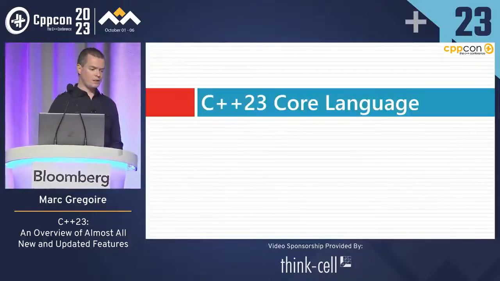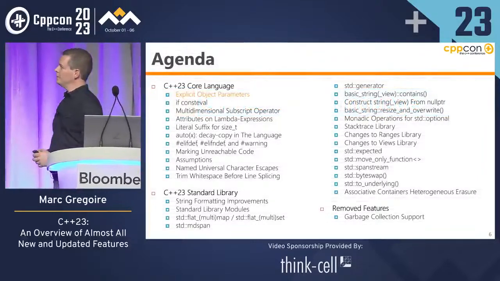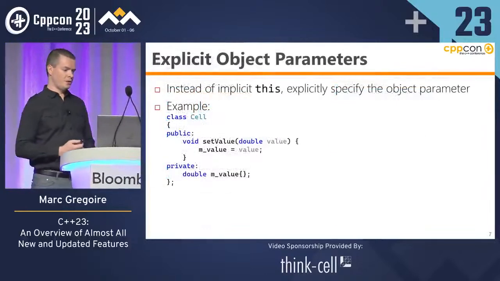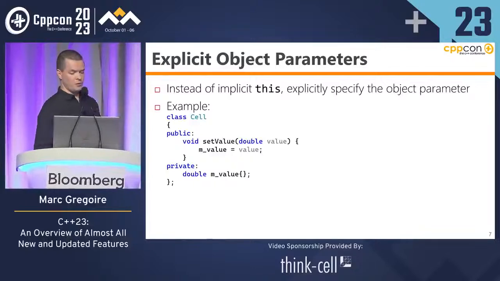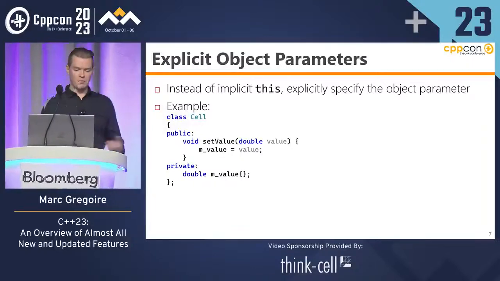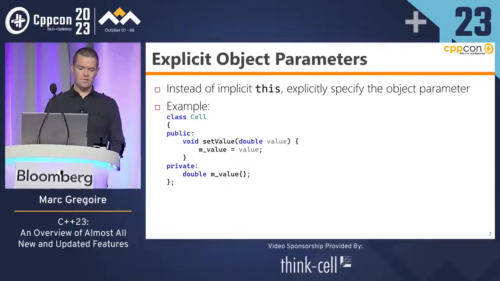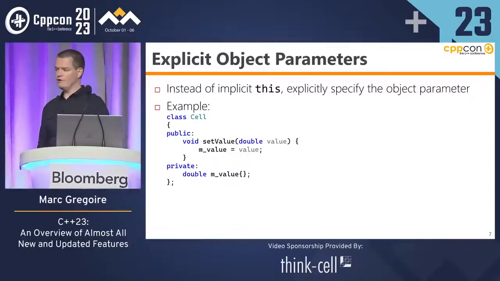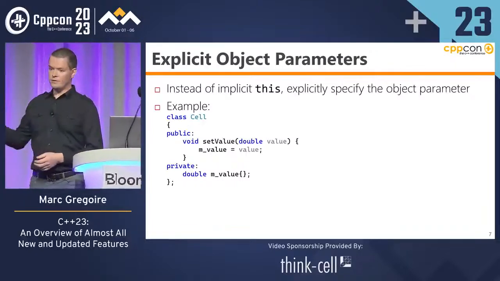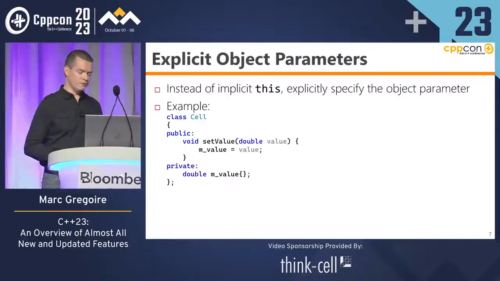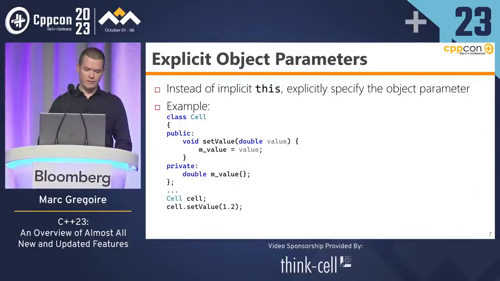All right, so let's get started with the core language features. The first one that I want to mention is explicit object parameters. So what is this? Everybody knows that if you write a member function of a class, you have the this pointer, which is implicit in every member function. You don't need to declare it, it's always there. Here I have a simple class Cell with one member function, setValue, and inside, if I would like to, I could write this arrow m_value, for example. Using this is straightforward. I can create a Cell, and then I can call setValue on it.